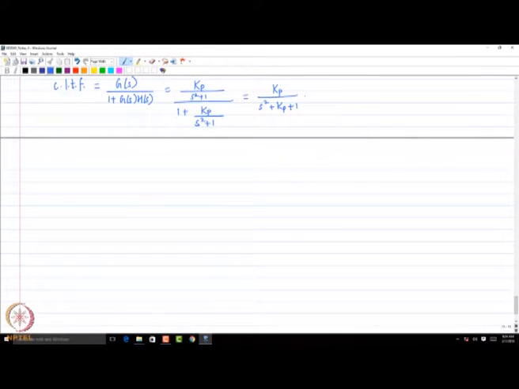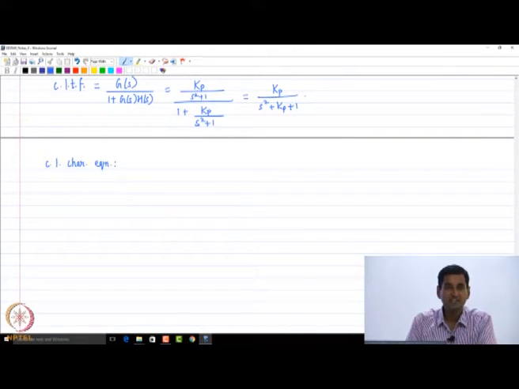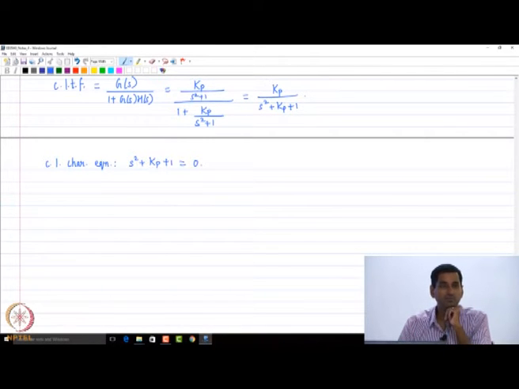Now what will be my closed loop characteristic equation? Of course, I'm using all these abbreviations. C.L. means closed loop, CHAR means characteristic, EQN. means equation. So what will be the closed loop characteristic equation? It will be S squared plus Kp plus 1 equals 0. Now what can you tell about the closed loop poles? This is a quadratic equation, so there are going to be two closed loop poles, two roots, to this equation.